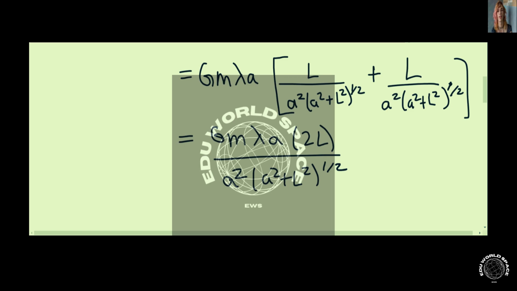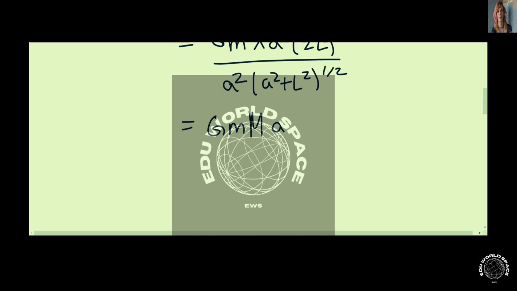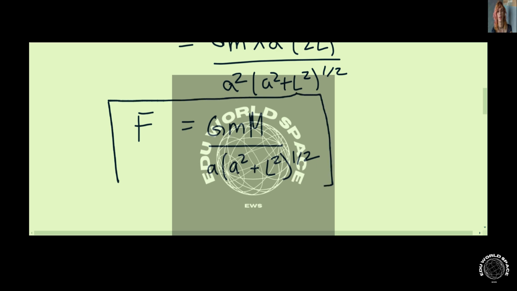And that works out really nicely because lambda times 2L is the total mass of the rod. So we get GMM A. And actually that A cancels with one of the A's on the bottom. So let me leave that out. GMM over A times the square root of A squared plus L squared. That's the total force from this line of mass on the little mass M. So that is the answer to the first part.